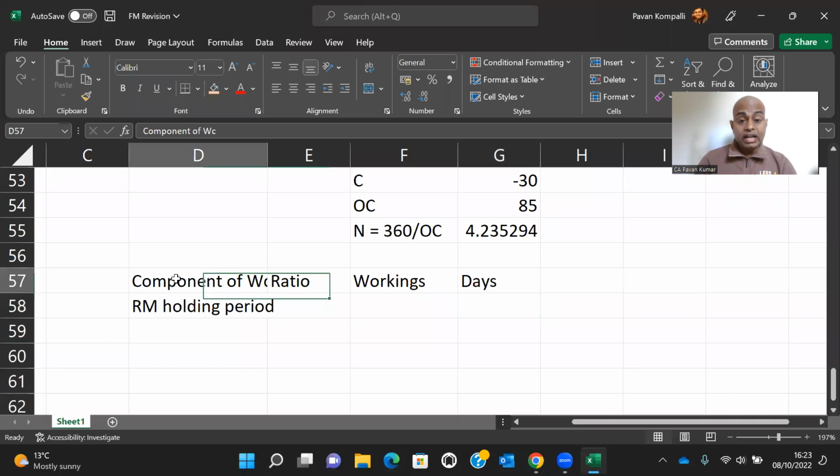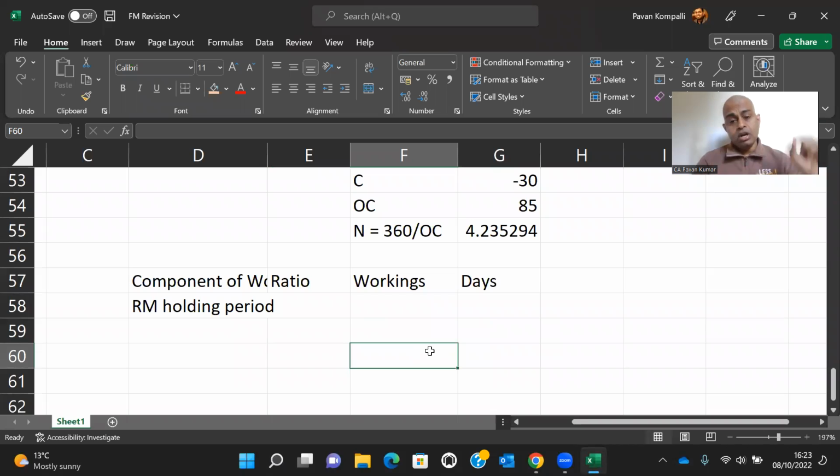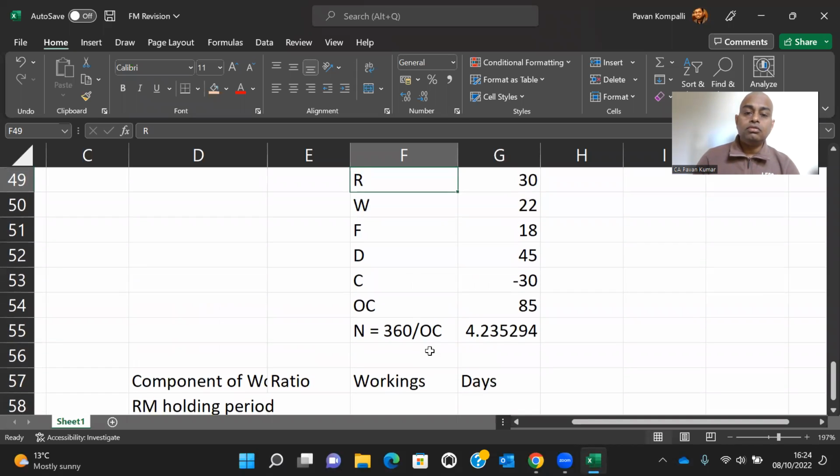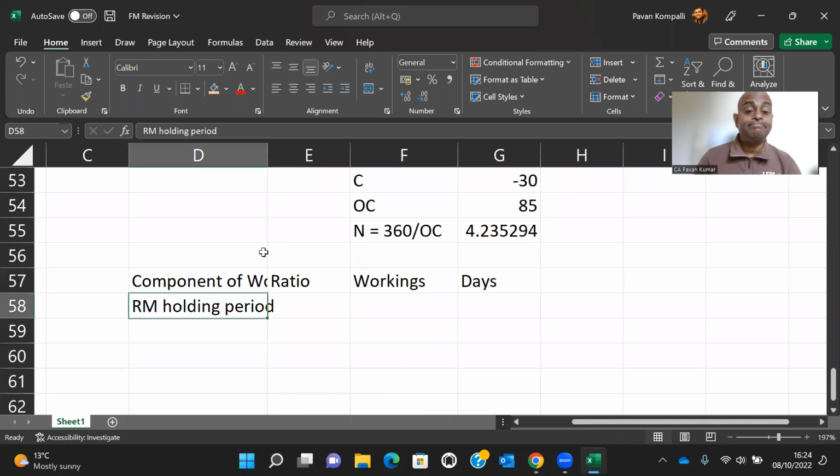If you do not write in this pro forma, you will not get marks. You need to show them the component, the ratio, the working, and then that 30 days. Otherwise, they will ask you, where did you get this 30? So you need to show it in this pro forma.